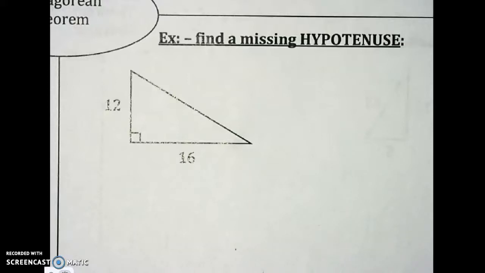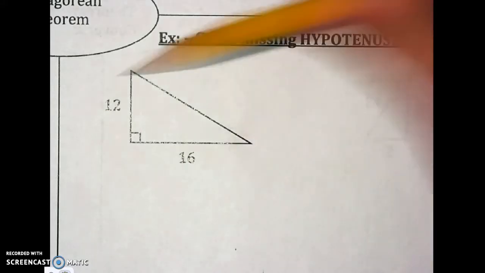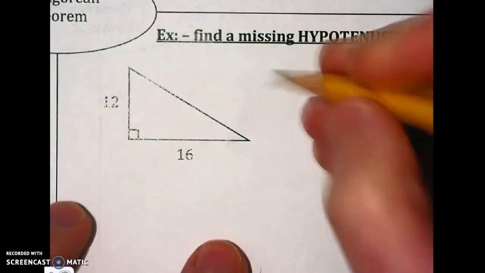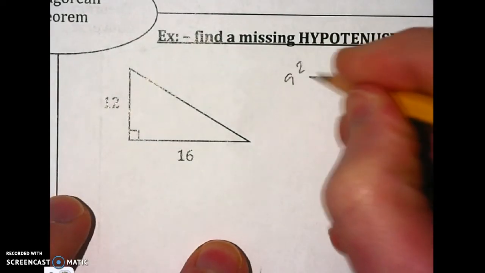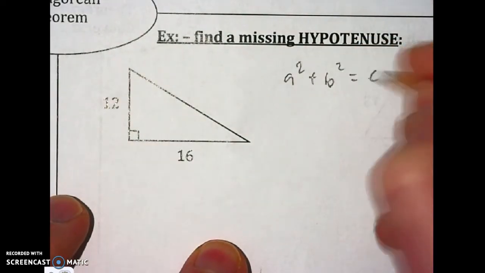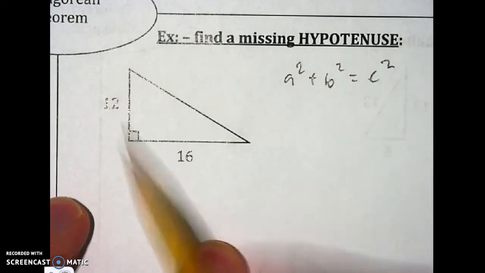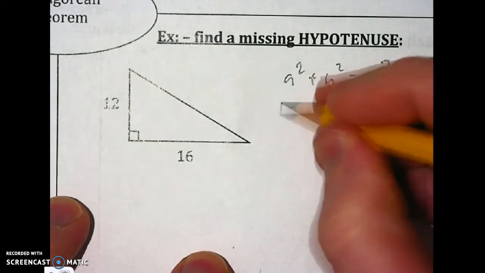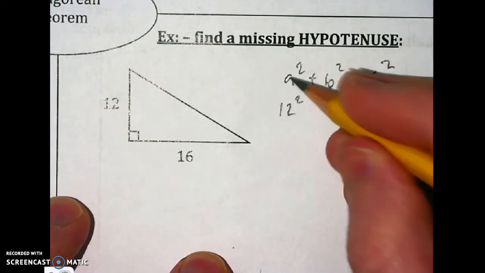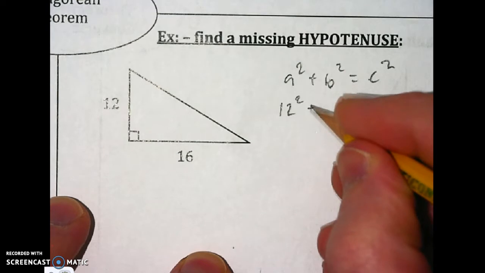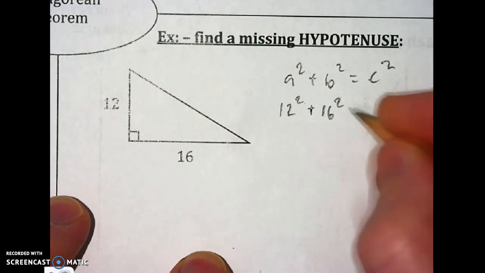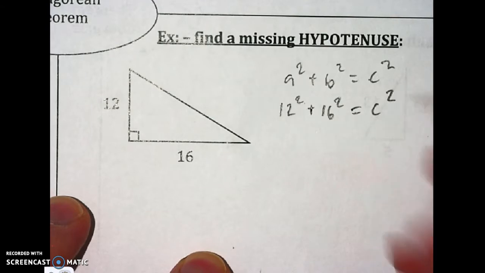We're going to do the Pythagorean theorem to solve for this missing hypotenuse right here. So I'm going to take a squared plus b squared equals c squared, and I'm going to plug in the pieces that I have. I have the two legs. I need to find the hypotenuse. So I'm going to do 12 squared, I'm going to call it a, plus 16 squared, I'm going to call 16 b, and set it equal to c squared.